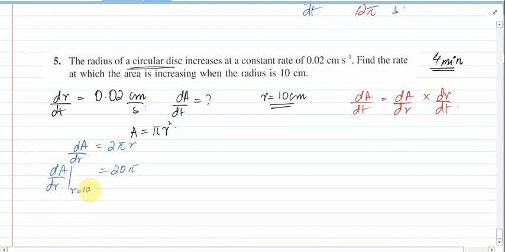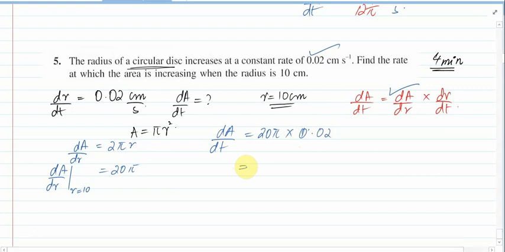That is your first part, right? We have the value of dA upon dr. dr upon dt is already given, that is 0.02. So dA upon dt equals dA upon dr, which is 20 pi, times dr upon dt, which is 0.02. So we need to multiply 20 with 0.02.